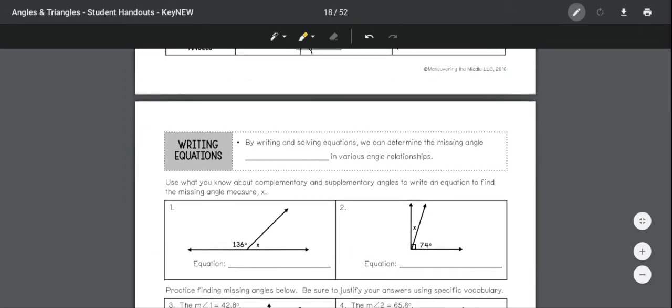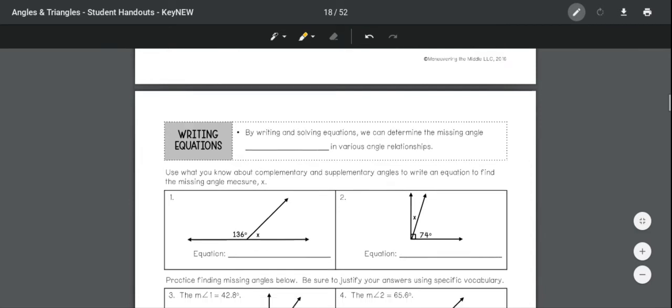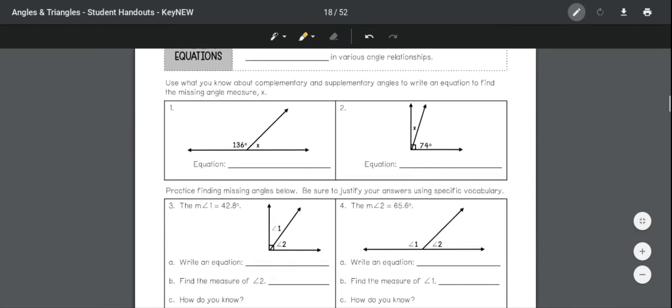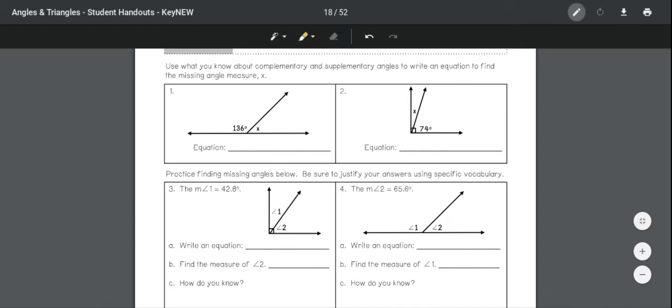Okay, on to the back. By writing and solving equations, we can determine the missing angle measure and various angle relationships. It's going to seem pretty simple on these, but I want you to write the equation because there will come a time where they get harder. On this one, we know that these are supplementary and they equal 180. So we're going to do 136 plus x equals 180, and then you would subtract 136, and you're going to get 44 degrees.